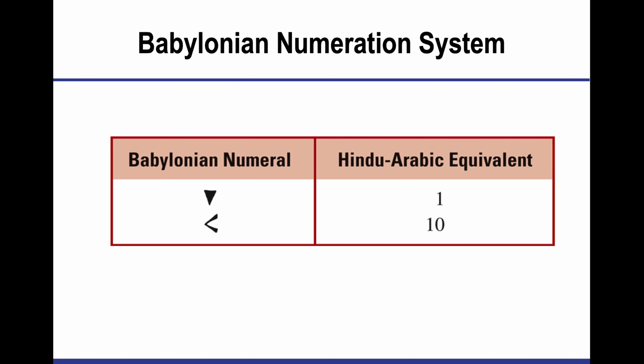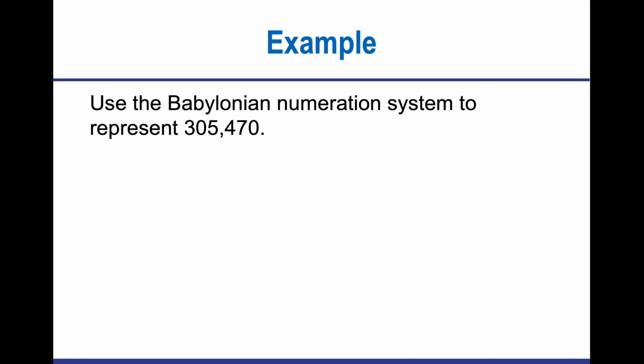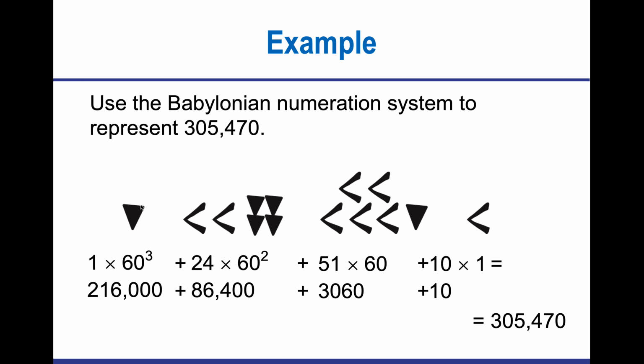If we're looking at the Babylonian system, a triangle is 1, and then the sideways similar triangle is 10. So if I wanted to use that system to represent this number, I would need my upside down triangle, and that's going to represent 60 to the third. Then I have my 86,400, 3,060, and I have my 10 because we know the symbol is 10. So let's take a look here. I have 1, 2, 3, 4, 5 of these plus an upside down triangle. So I have 5 10s and I have 1 1.